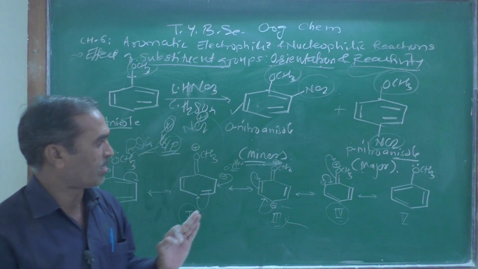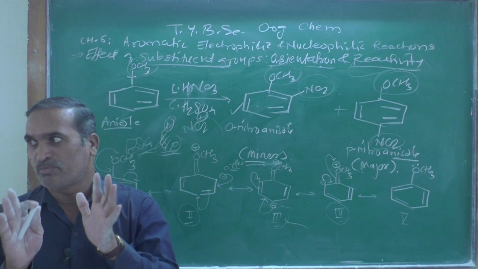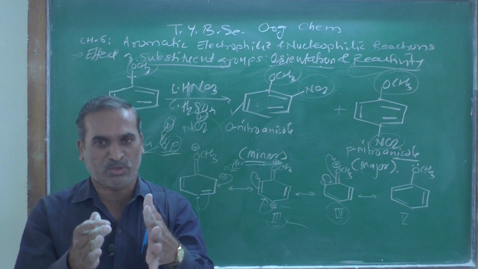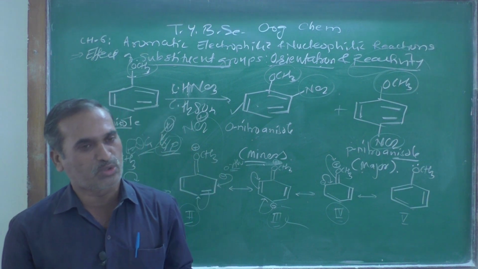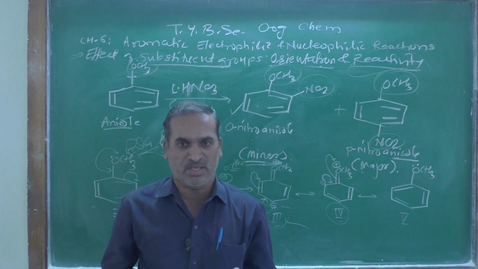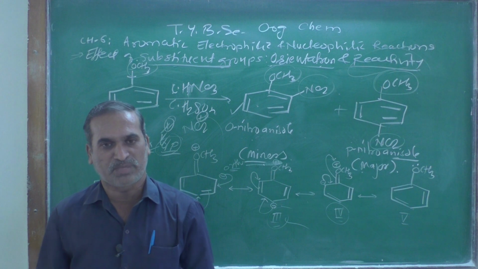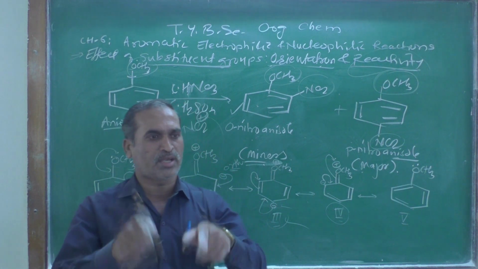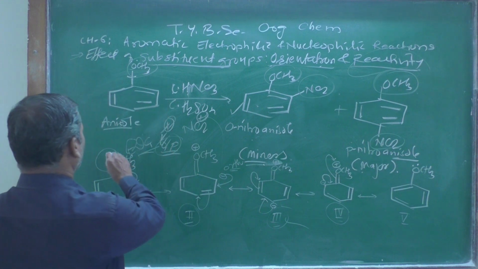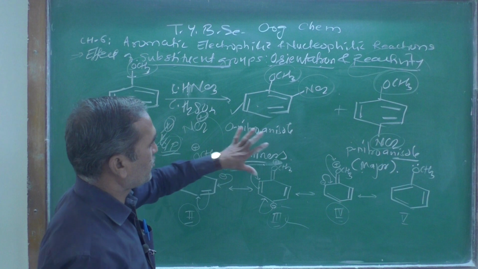And why is the ortho product minor? When two bulky groups are near each other, they create a lot of steric interaction, and due to that the internal energy increases. Once the internal energy increases, the stability of that molecule decreases, and therefore this one is more reactive compared to this one.